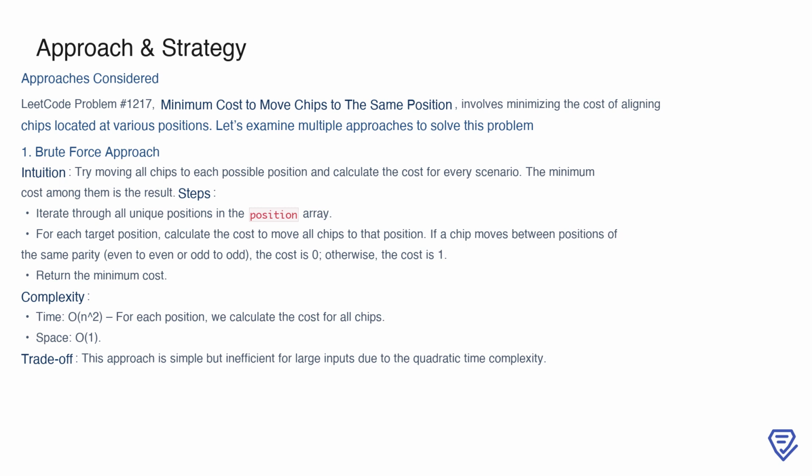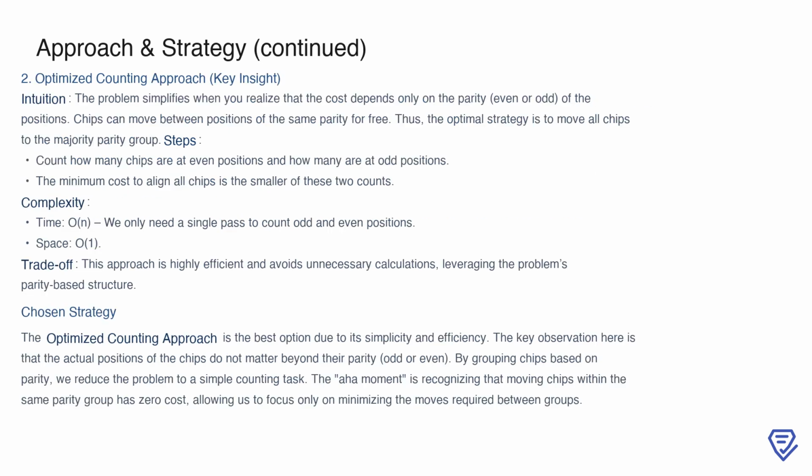By iterating through all unique positions in the array, calculating the cost for each scenario, and then taking the minimum of these values, we can determine the result. While this approach is simple and easy to understand, it has a time complexity of n squared, as we calculate the cost for all chips for every target position. This makes it inefficient for larger inputs, as the quadratic complexity can quickly become a bottleneck. An optimized approach leverages a key insight about the problem.